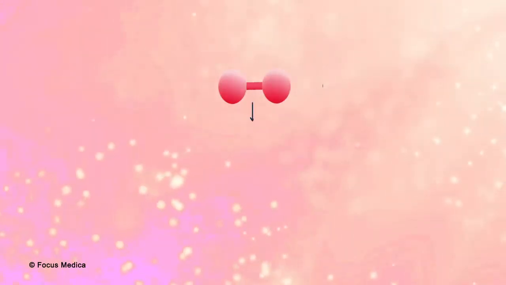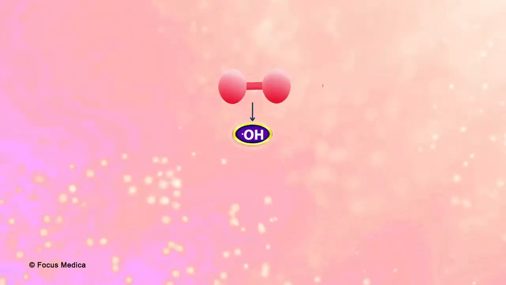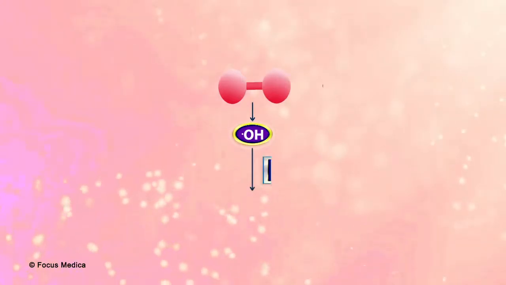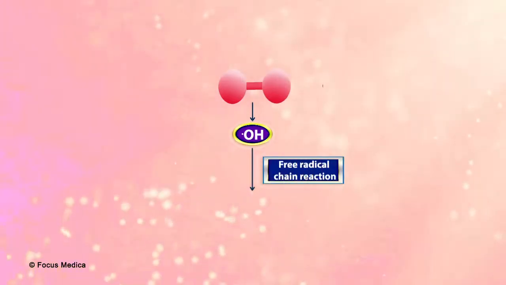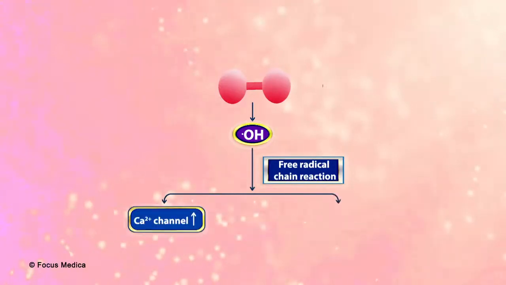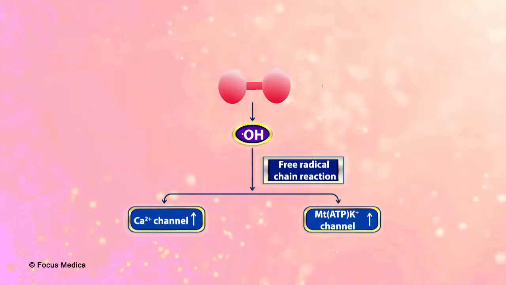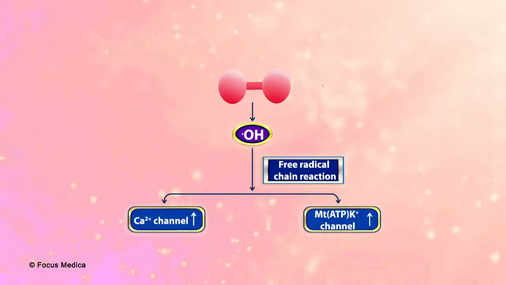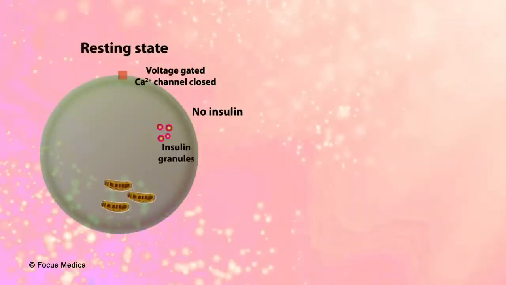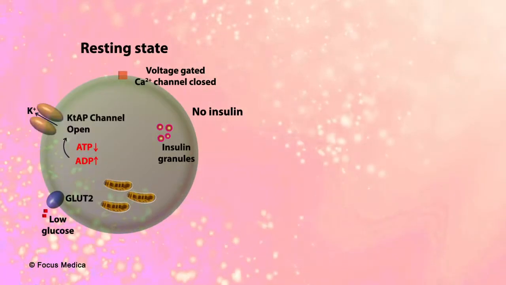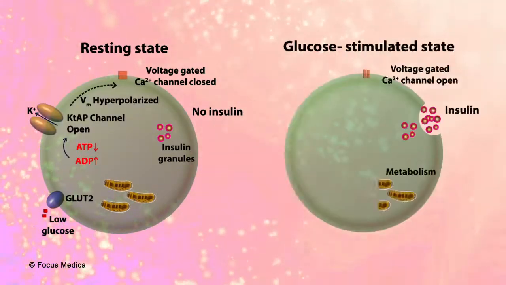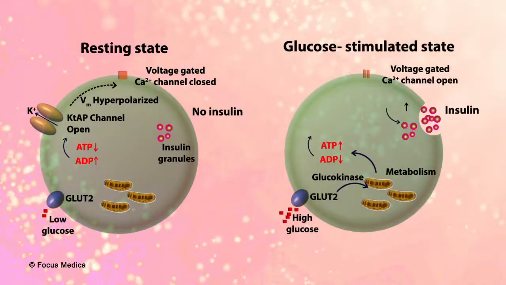The hydroxyl radicals, OH, are said to have a physiological role because they trigger a free radical chain reaction and may be involved in the regulation of Ca2+ or mitochondrial ATP-dependent K+ channeling. The mitochondrial ATP-dependent K+ channel, along with other important functions, also plays a homeostatic role in blood glycemic regulation.